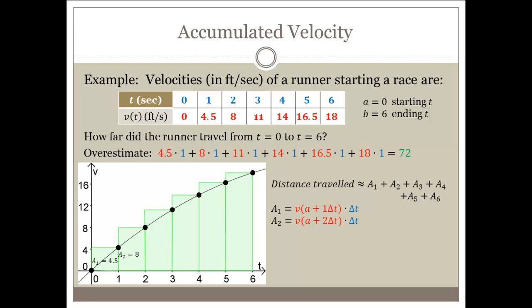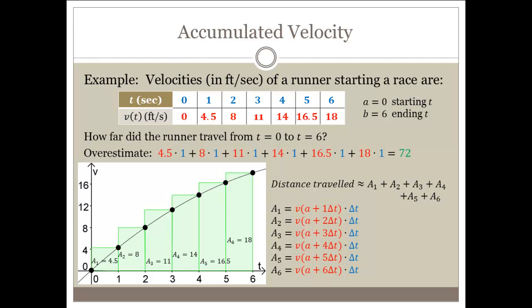We calculated the area of the second rectangle as v of A plus 2 delta t times delta t. The third rectangle as v of A plus 3 delta t times delta t. The area of the fourth rectangle as v of A plus 4 delta t times delta t. A5 as v of A plus 5 delta t times delta t. And A6 as v of A plus 6 delta t times delta t.